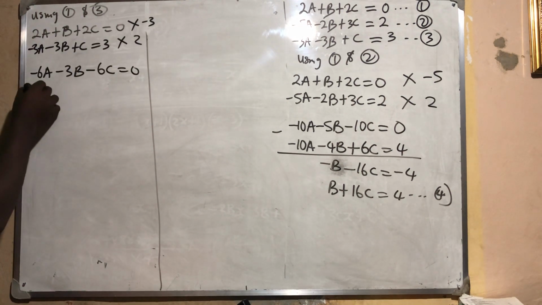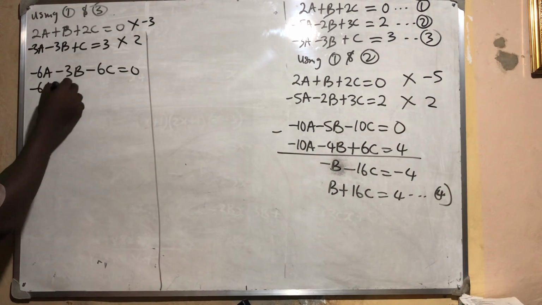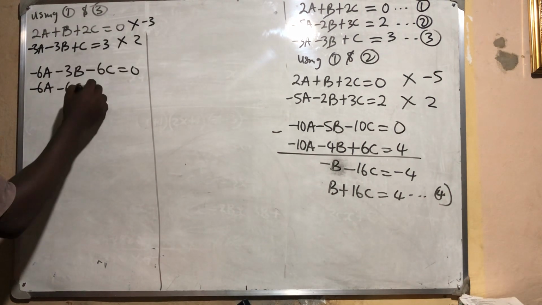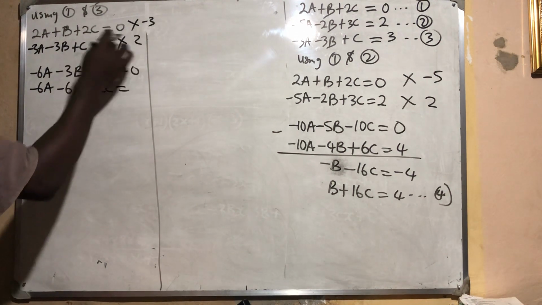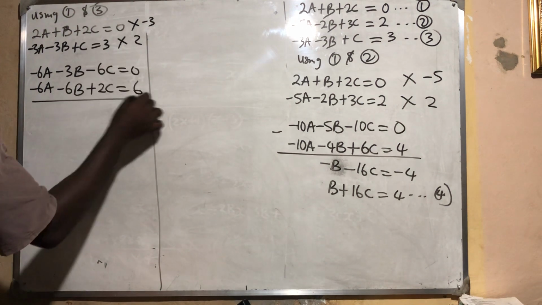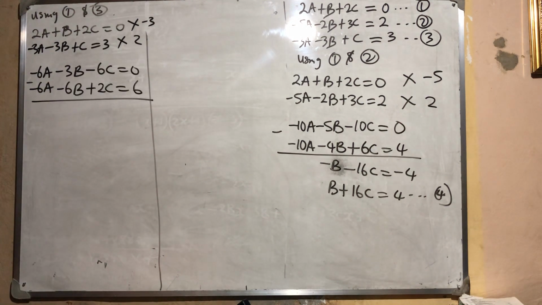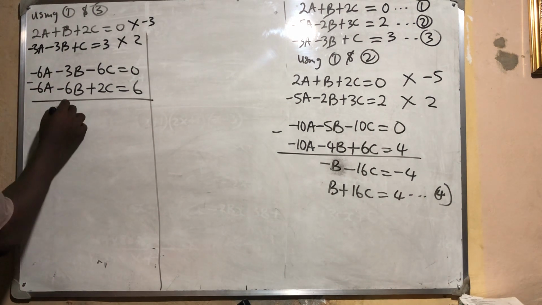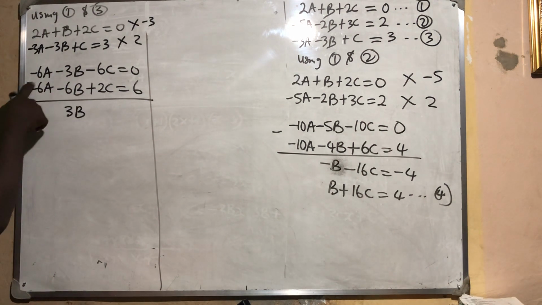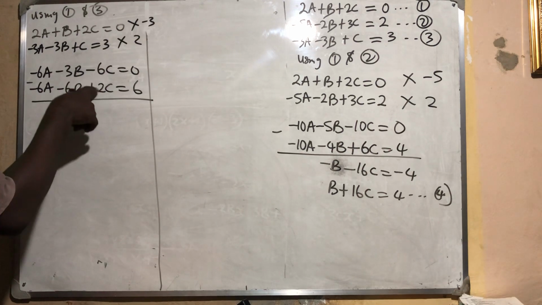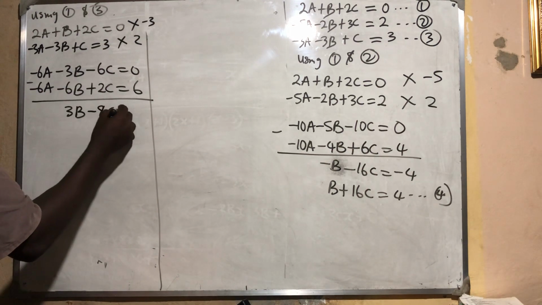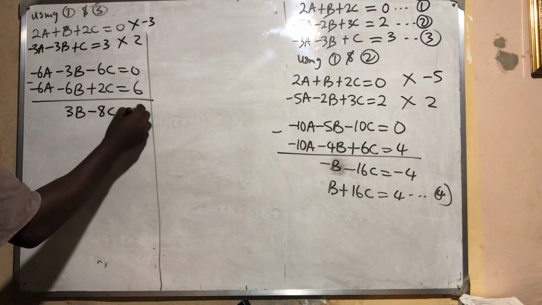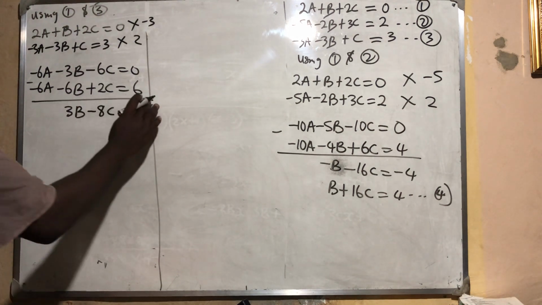2 times this is minus 6a, minus 6b, plus 2c is equal to 6. So if I now subtract, they are equal now. Minus minus is plus. Minus 3 plus 6 will give you 3b. Minus plus is minus. Minus 6 minus 2 will give you minus 8c is equal to 0 minus 6, which is minus 6. So I have my equation 5.